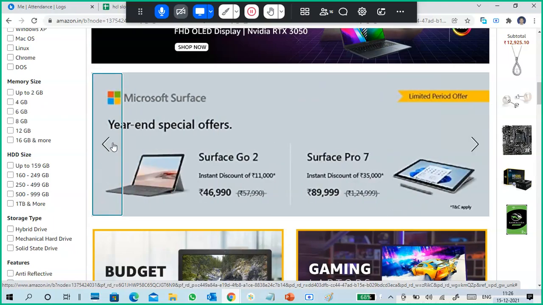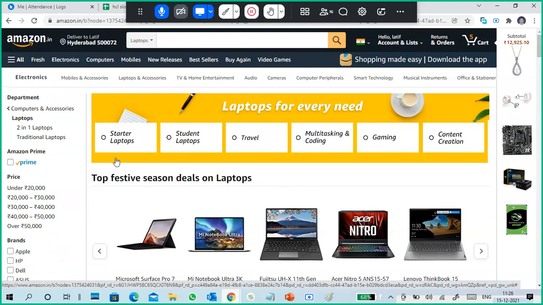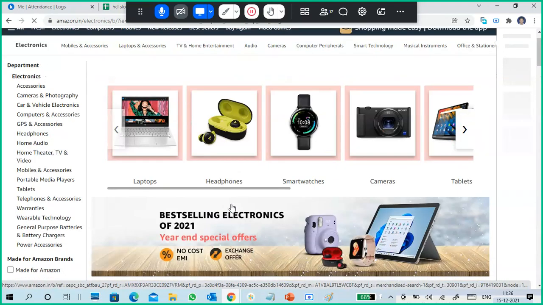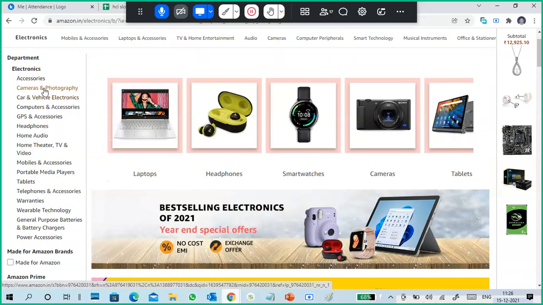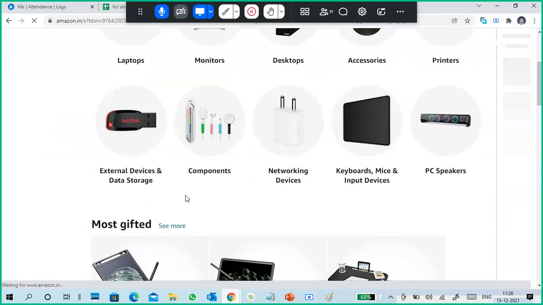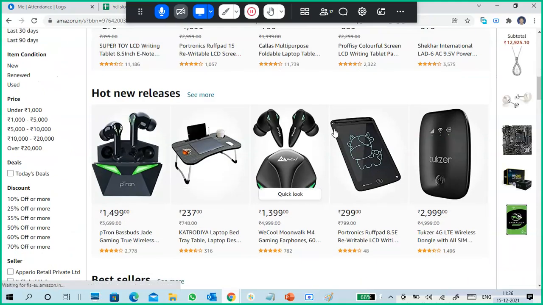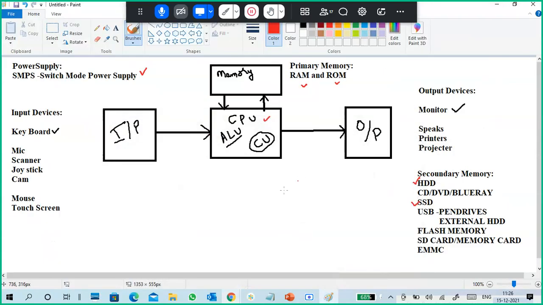I want to buy a laptop. See, you can see the differences easily. You will understand from the e-commerce websites only.